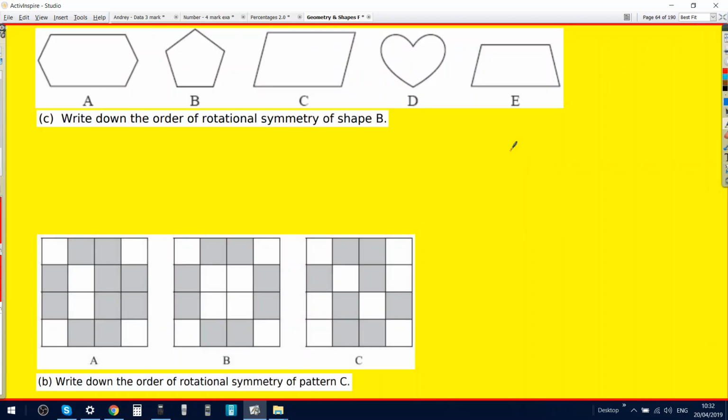Okay, how about this? Order of rotational symmetry. I'm not sure. Rotational symmetry for B means how many times, if you were to spin it around its center, would it perfectly fit on top of itself? Once. Well, these 5 sides are all the same length. Oh, okay. So 5 times. Yeah. How about this one down here? Write down the order of rotational symmetry. Is it 2 times? Yeah.